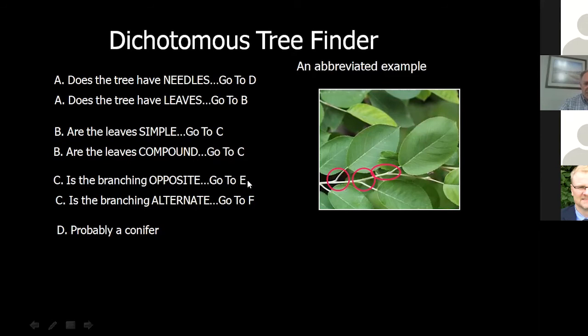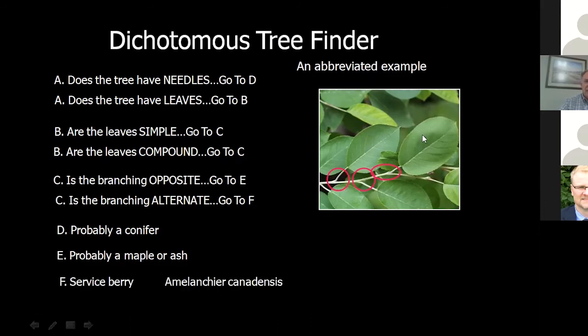If it was opposite, we would go to E, which is probably a maple or an ash, but it tells us to go to F. Go to F, and it says that this tree that we're looking at is a serviceberry. Here comes your first Latin name for the day, and that's Amelanchier canadensis. That is the serviceberry. And this was a very simple tree key going through here, identifying this.